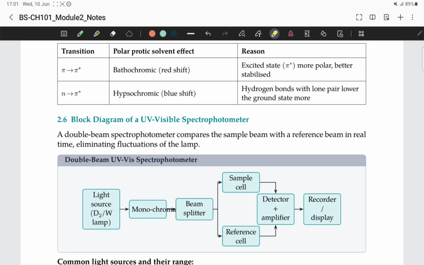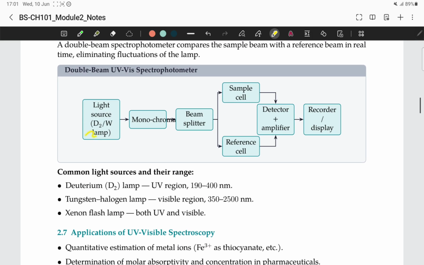Now what are the sources of this light? I told you about the light source, right? This light source is generally one of these three that I am mentioning: deuterium, tungsten halogen lamp, or xenon flash lamp. And where the region lies: if it is deuterium, then it is the UV region. If it is tungsten halogen, then it is in the visible region. Xenon flash, then it is UV-visible.